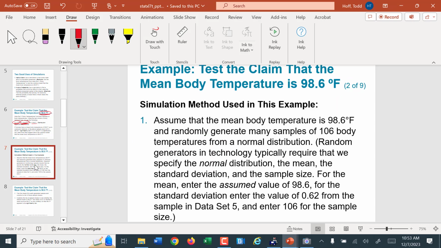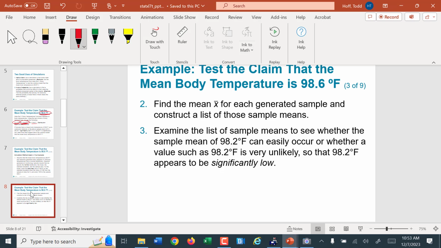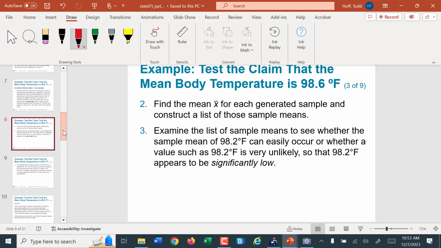So that's basically what they're going over here. If we conclude that getting that sample result of 98.2 is very unlikely, assuming our basic assumption of 98.6 degrees being the mean temperature, then we have to assume that assumption was not correct, because the probability of getting 98.2 as our mean in our sample is significantly low, usually less than 5% or less than 0.05.